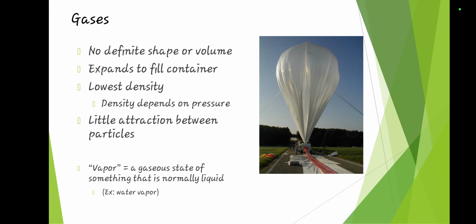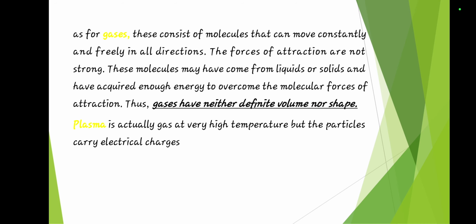Then one good example of a gas is vapor. This is a gaseous state of something that is normally liquid. One good example is water vapor. In your house, when you boil water, the bubbles and the smoke you see when you open the container, that is water vapor. That is a good example of a gas.